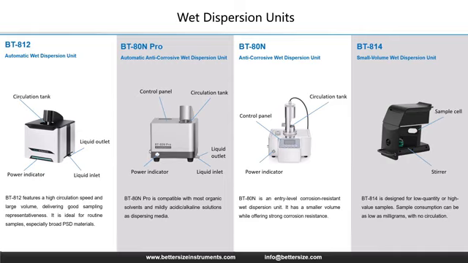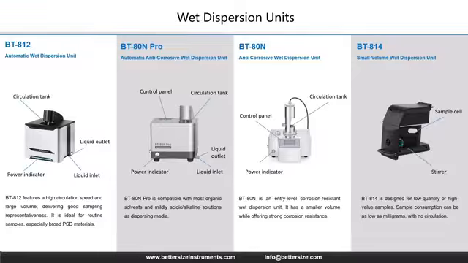Precision optics require precision delivery. We address the physical diversity of your samples, from heavy sediments to precious pharmaceuticals, through a modular dispersion architecture that adapts to the material's nature. For routine, broad distribution materials, the BT812 is the robust standard. Its high circulation volume and speed are engineered to keep heavy or poorly dispersed particles in stable suspension, ensuring the sample reaching the laser is statistically representative.